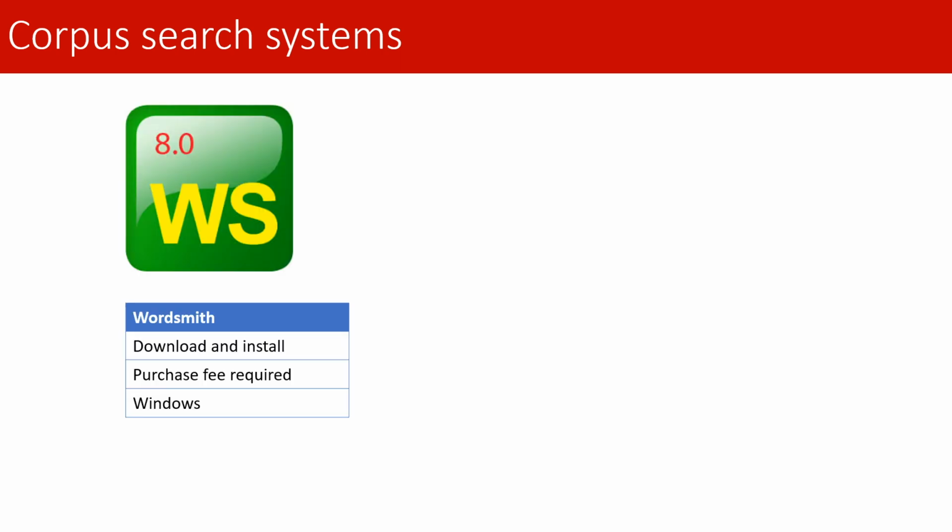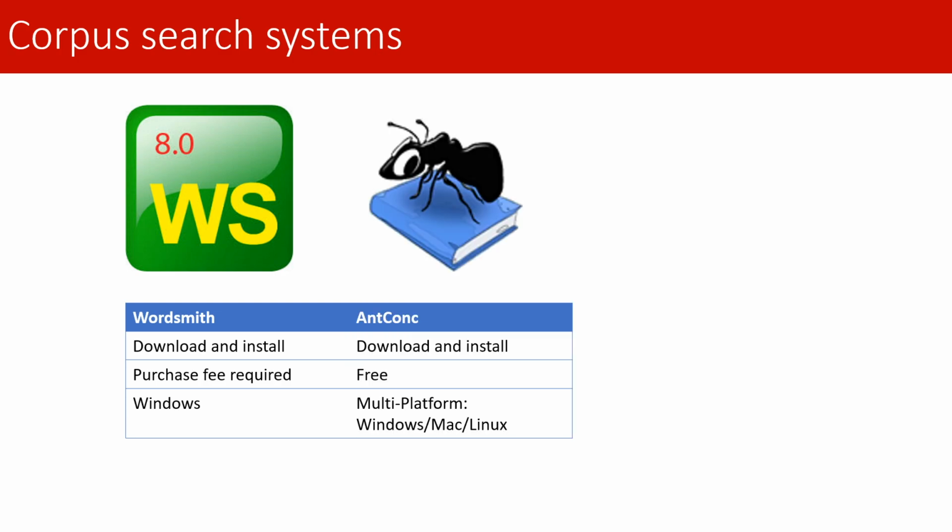As for corpus processing software, of course you have to download the software to your personal computer. These are 3 most popular corpus processing software. The first one is WordSmith, which to my knowledge only runs on Windows, and there is a purchase fee which you have to pay, but this means you only need to pay once. The second one is AntConc. It is a free software and it can run on multiple platforms such as Windows, Mac, or Linux.